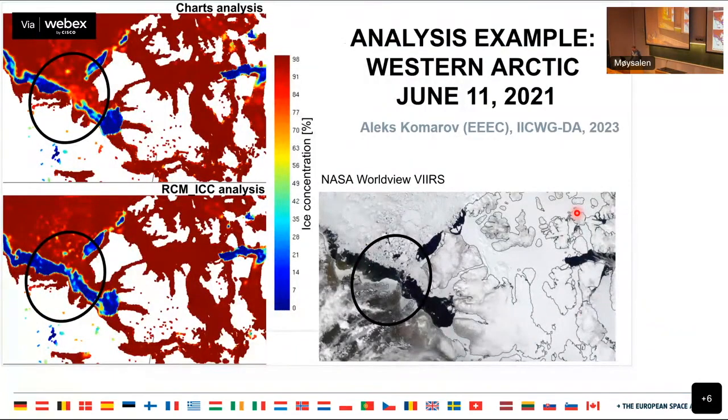This is an example of application of ice classification prepared by Alexander Komarov from Canada. They were not only detecting ice and water on RCM imagery, but they were assimilating that into the model. This is the result of the analysis of the model and the RCM data, and it shows quite good comparison with visual observations, unlike when the ice charts were assimilated.